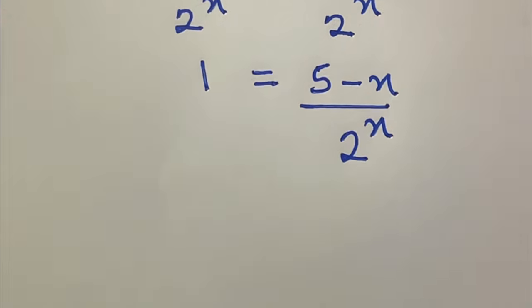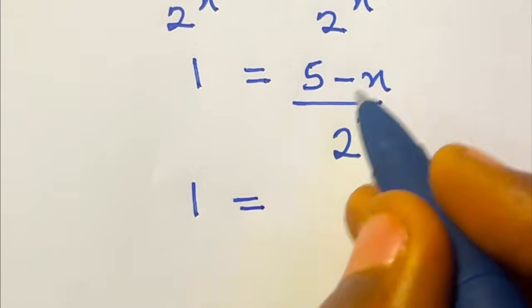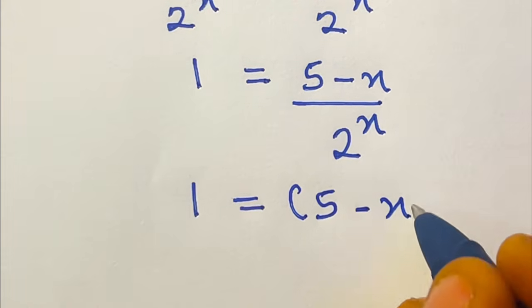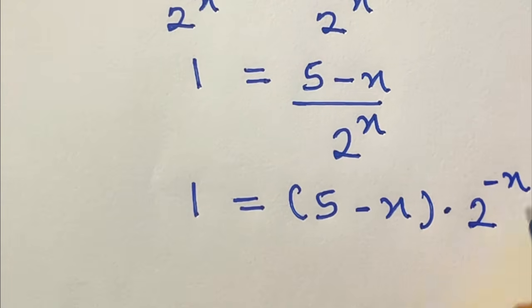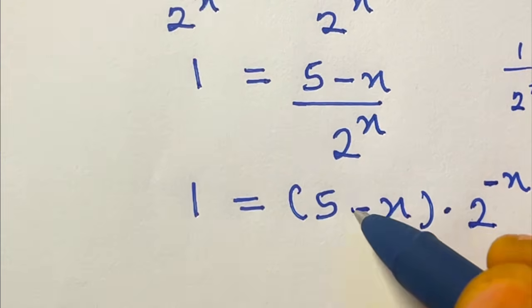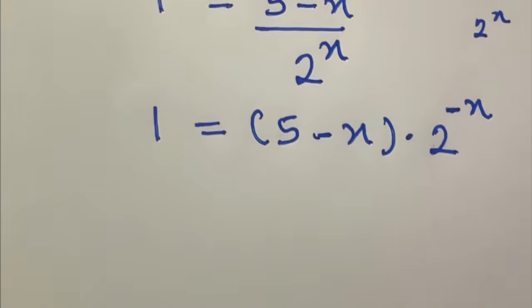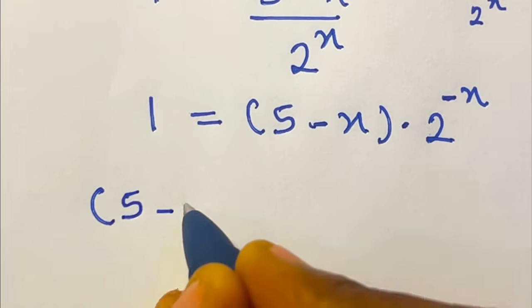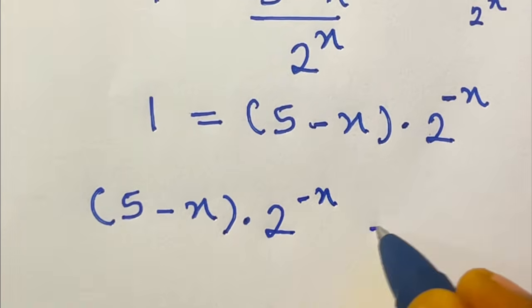Alright, so then we have 1 equals 5 minus x, then multiplied by 2 raised to power minus x. This is a negative index. This minus will be 1 divided by 2 raised to power x. If you multiply that with this, you are going to get this back. But yeah, let's move on. So here we have 5 minus x multiplied by 2 raised to power minus x equals 1.